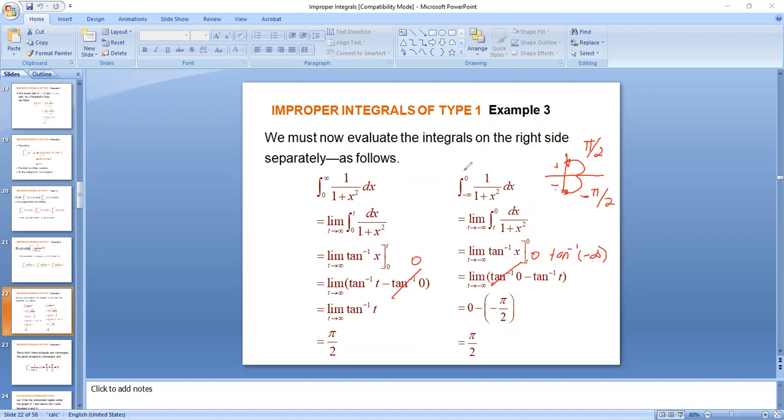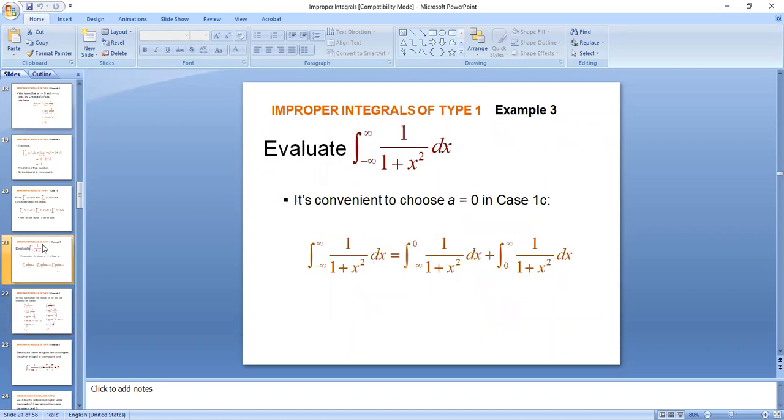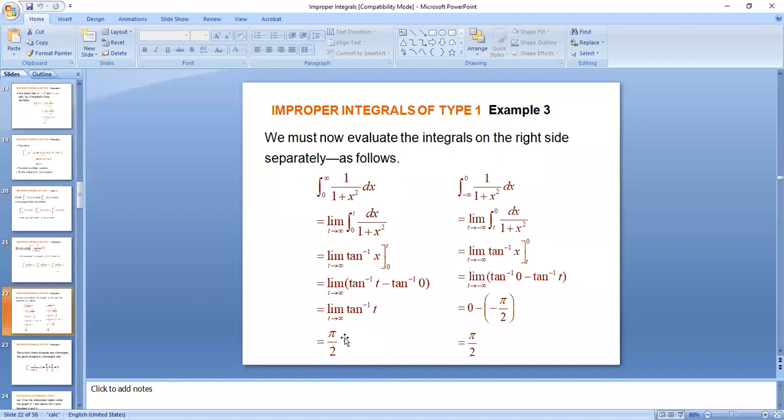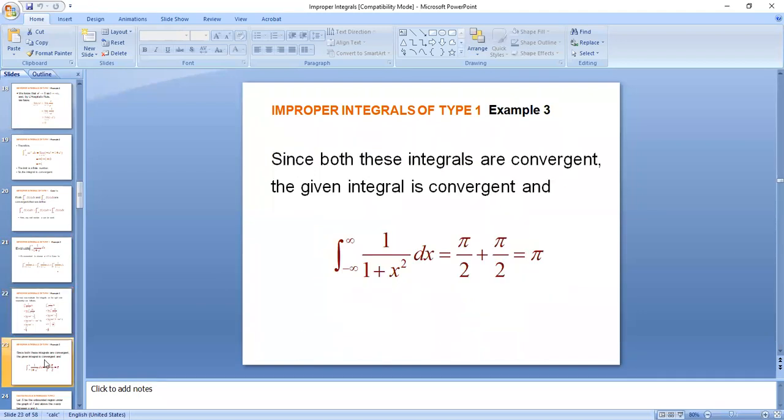So these two separate integrals now will be added to give us the answer to the original. This is the original. We get the value of this and this from here. They're both pi over 2. So the answer to this improper integral under type 1 case C, or case 3, is pi. You add pi over 2 plus pi over 2.